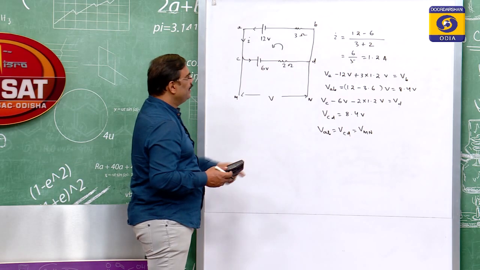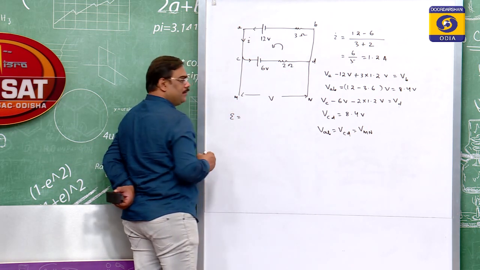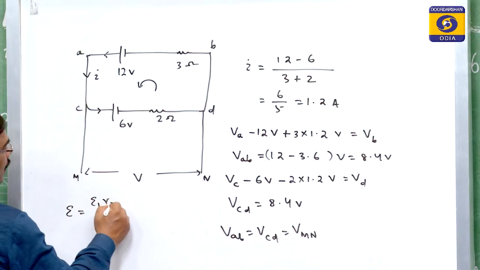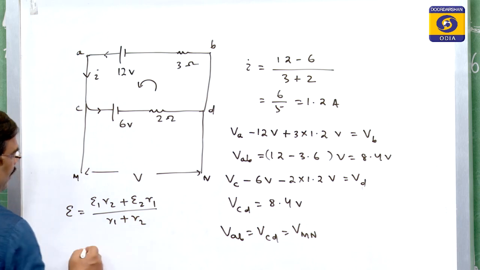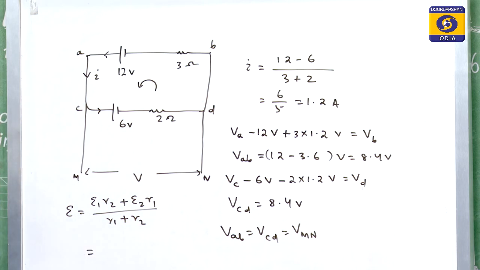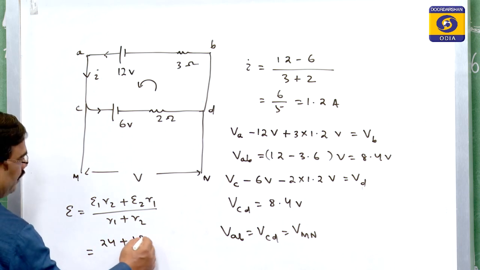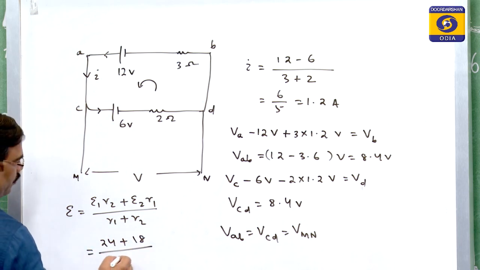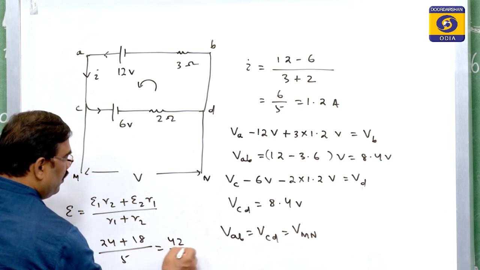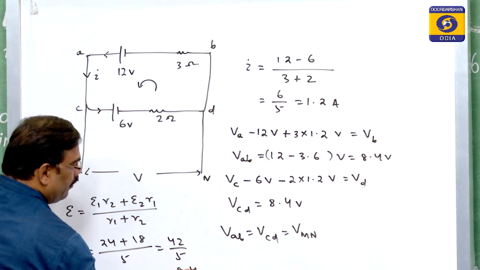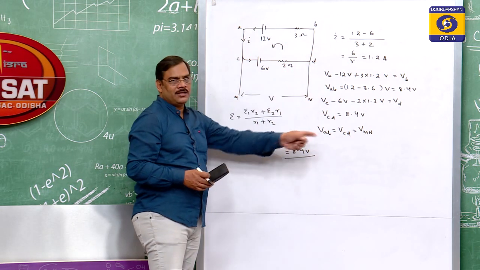Now, let us calculate the same thing by using the formula. What is the effective EMF or E equivalent? E equivalent is E1 R2 plus E2 R1 divided by R1 plus R2. Let us check whether it is correct or not. So, it is 12 into 2, 24 plus 6 into 3, 18, divided by 3 plus 2 is 5. So, it is 42 divided by 5, it is 8.4 volt. Okay. This formula we have calculated by using the same principle, Kirchhoff's law.